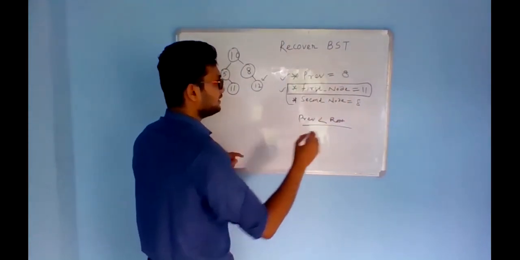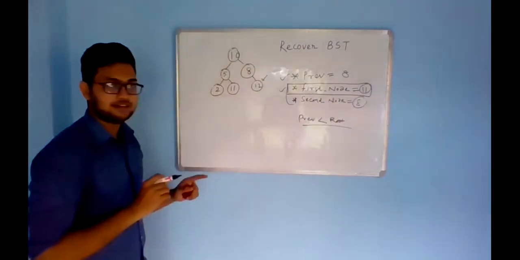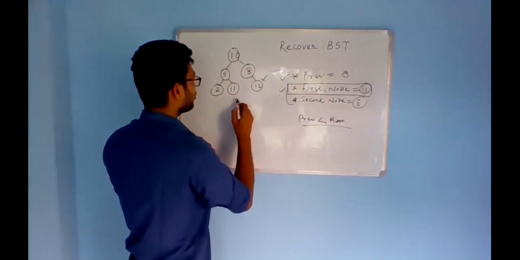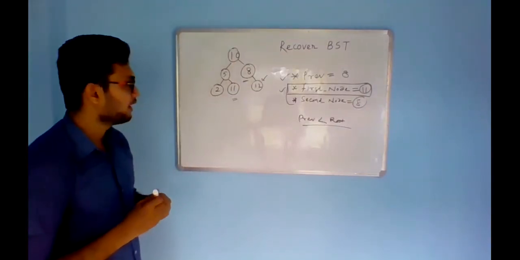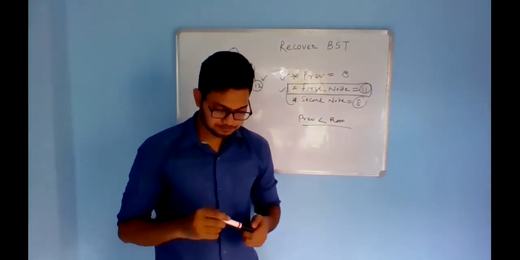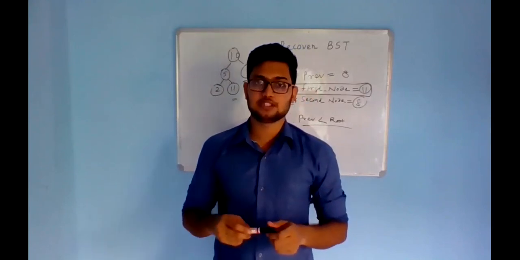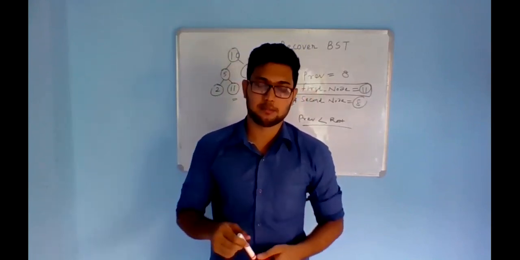So guys, see that we just have found 10 and 8, I'm sorry, and these are the nodes which need to be swapped in order to fix the tree. So I guess it is pretty clear what is going on. We will be solving this particular question programmatically as well. So now let's see how we can solve it.